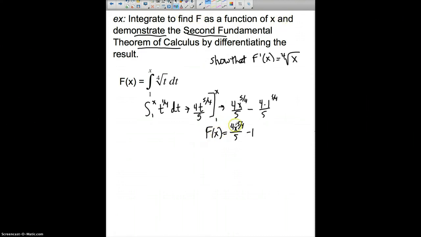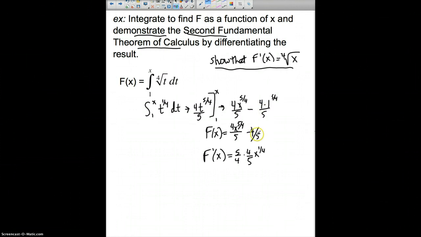So here's capital F as a function of x, so it has an x in it now. And demonstrate the second fundamental theorem of calculus. So we're going to show this by differentiating the result. So we're going to actually take the derivative of this f that we found. So what's the derivative of 4/5 x to the 5/4? You take your exponent out in front, multiply it out in front, and subtract 1 from the exponent. So 5/4 minus 4/4 is 1/4. And the derivative of, well, why did I write a 1 there? I meant 4/5, sorry.